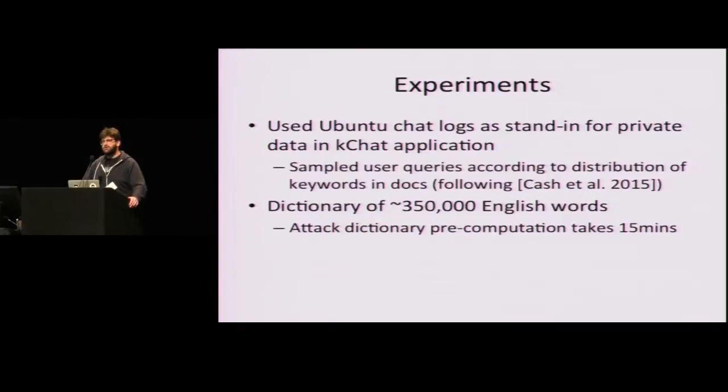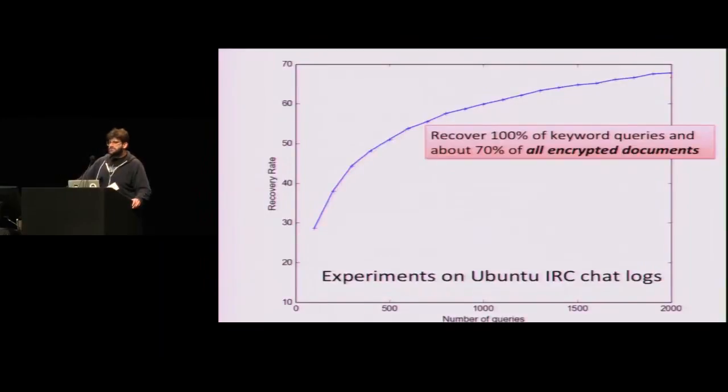And we took as a brute force dictionary the largest dictionary of English words we could find, which was roughly 350,000 words. And using the Mylar searchable encryption scheme, pre-computing this attack dictionary only takes about 15 minutes of wall clock time. It's really, really fast. That's in a single thread, and this is even a parallelizable operation. So this attack with the simulated query workload, starting with 100 queries, can recover about 28 or 29% of the keywords in the documents. And as you get up to about 2,000 queries, you get to 68, 69% recovery of all of the keywords across all of the simulated user documents.